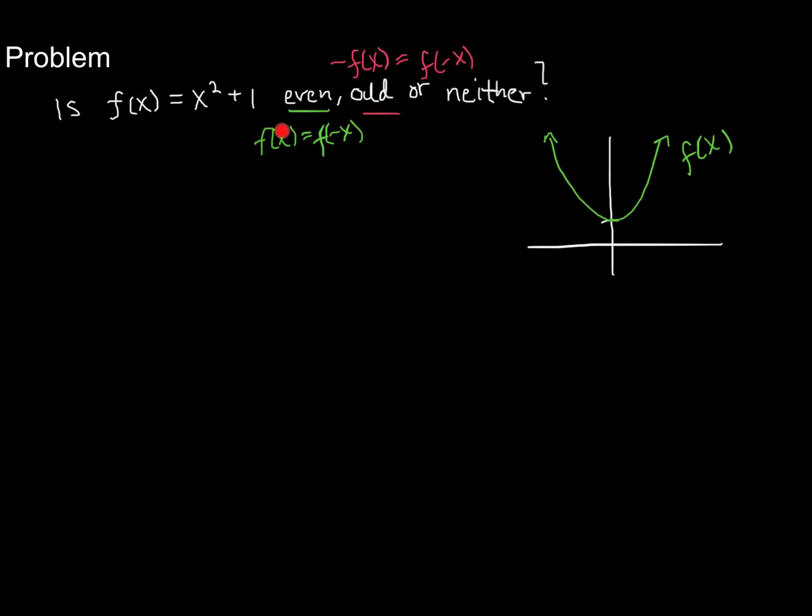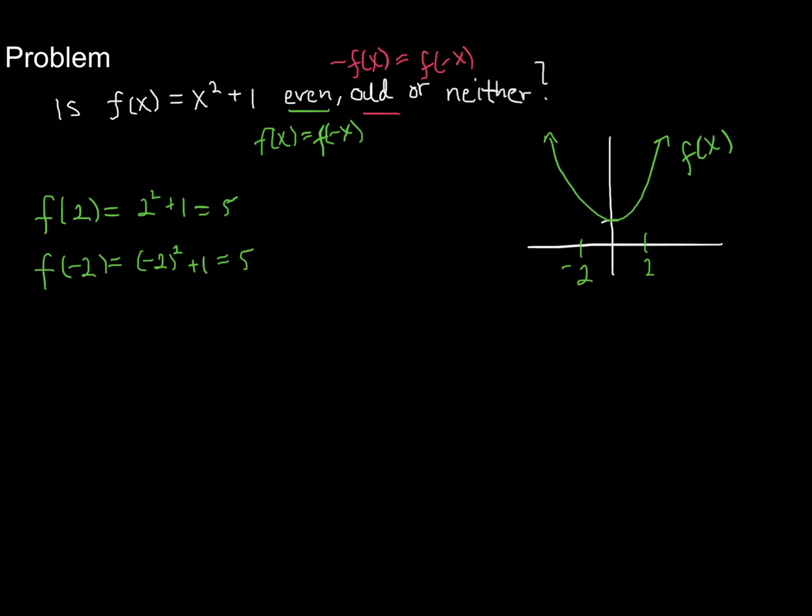Well, what if we tried just plugging in like one x value? For example, like what if you plugged in 2 and negative 2? Well, let's try that. So f of 2 is going to be 2 squared plus 1, which is 5. F of negative 2 is going to be equal to negative 2 squared plus 1, which also equals 5. So for at least 2 and negative 2, this is the case, right? If I plug in 2 and then I plug in its opposite, I'm going to get the same value.